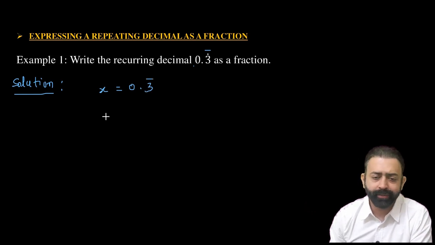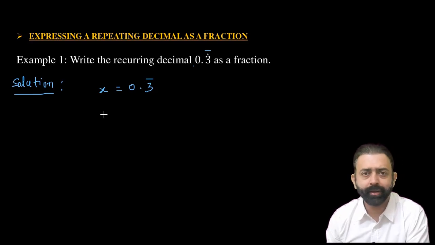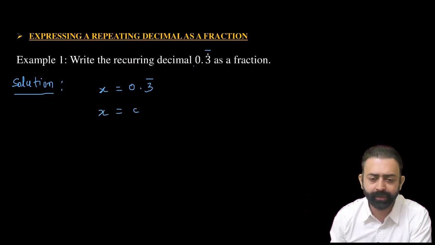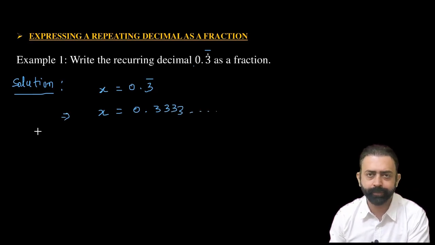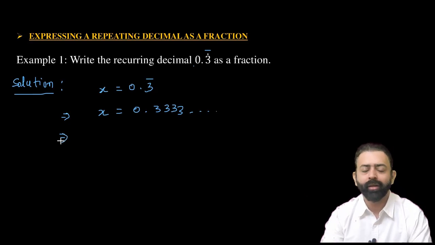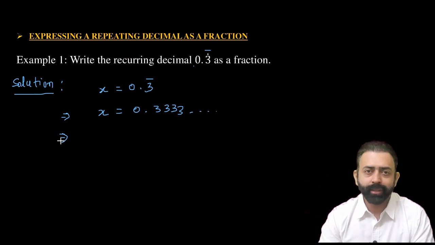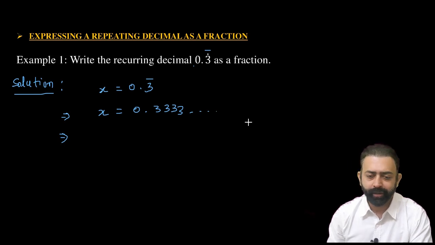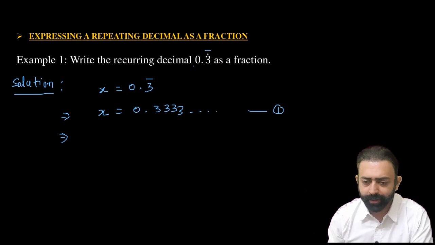Okay, second step is you rewrite this recurring decimal without the bar, meaning you just expand this 0.3 bar up to certain decimal places like this, 0.3333 and so on. Okay, this is my second step. Now third step will be, this is very important, you count the number of digits which are repeating. In this case, we have only a single digit which is repeating, right? We name this equation as equation number 1.